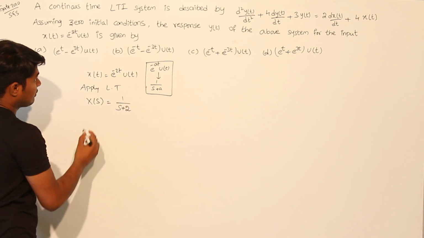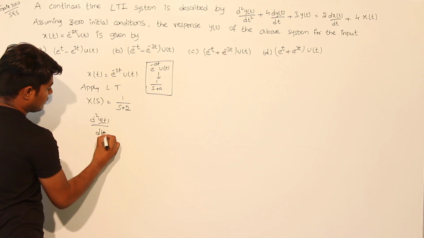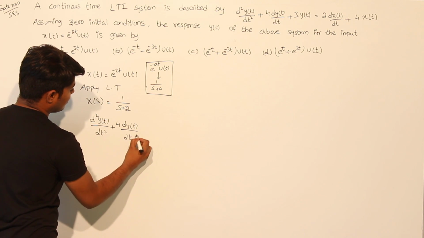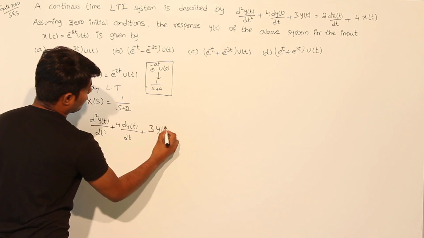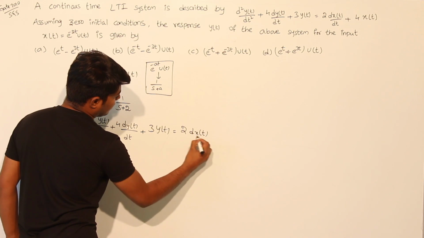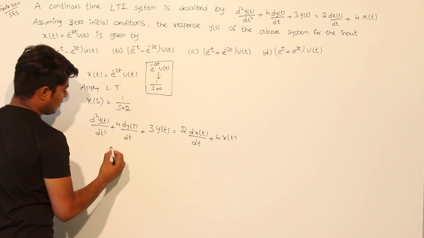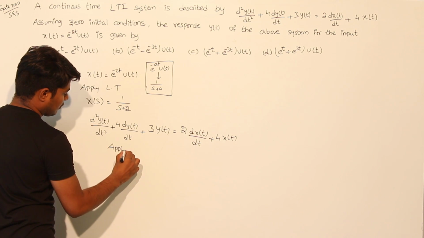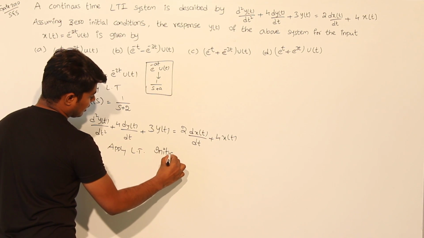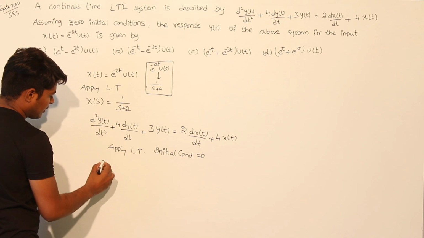Okay, now take the differential equation d square y of t by dt square plus 4 dy of t by dt plus 3y of t is equal to 2 dx of t by dt plus 4x of t. Now you apply Laplace transform for this equation. The given initial conditions are equal to 0, so directly apply Laplace transform.